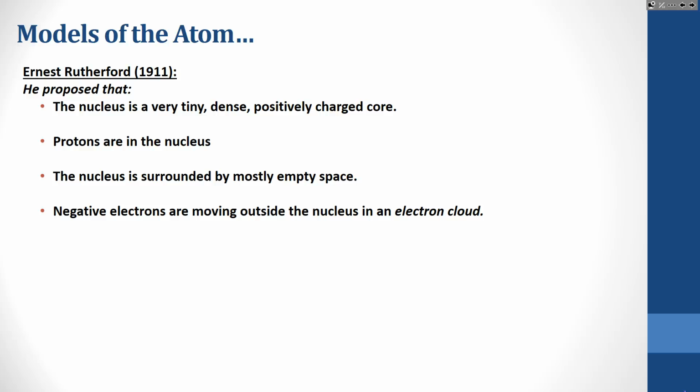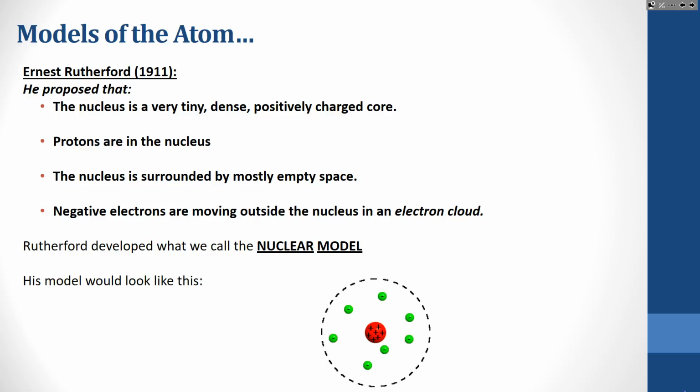They're attracted to it, but they're moving around fast enough that they're almost like a cloud around the nucleus. It's almost like a bunch of flies or mosquitoes buzzing around your head, same idea. So there's lots of space around your head, but the mosquitoes are in there somewhere. They're really small, but they're there. And we call this model the nuclear model. So this is kind of what he imagined it to look like.